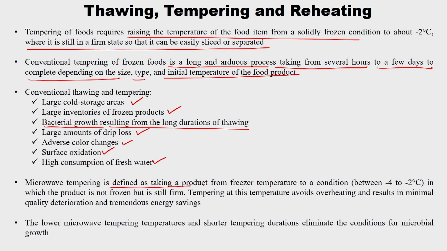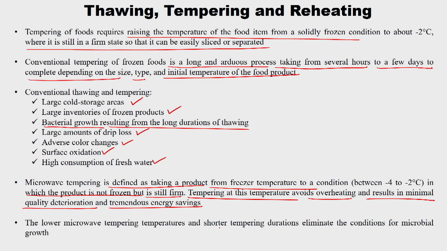Microwave tempering is defined as taking the product from the freezer temperature to a condition in which the product is not frozen, but it is still firm, right. So, it gives me the product which is still in the firm condition, but not frozen, so that I can do further operations, right. So, the slicing or the separation or whatever further operation I wanted to do. Tempering at temperature avoids overheating and results in minimal quality deterioration and tremendous energy savings when compared to conventional tempering.